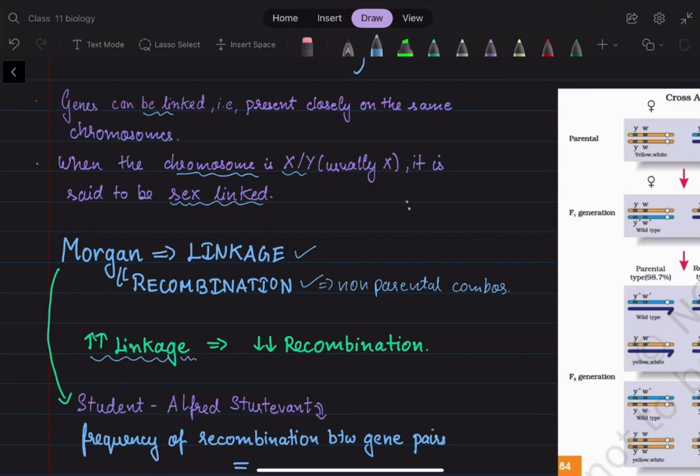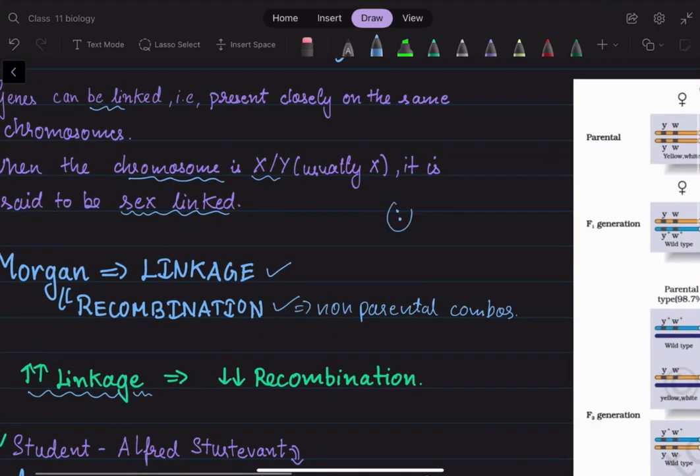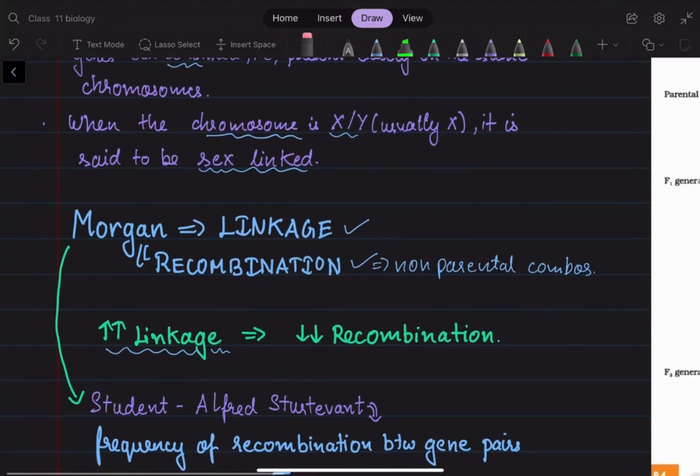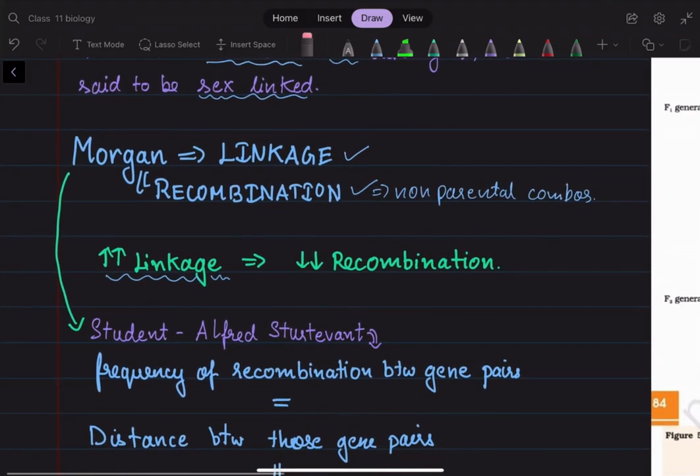When they're closely present, they will not separate from each other, and the same combination will be seen in the progeny too, right? If they are present far apart, they will actually separate, and a different combination will be seen in the progeny, with some other gene, right? So this is what it actually means. The more the linkage, the less is the recombination, and vice versa.